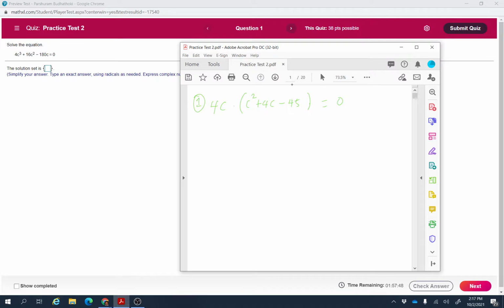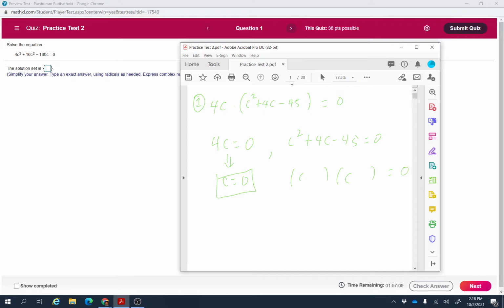By using the zero product property, we can say either 4c equals 0 or c squared plus 4 times c minus 45 equals 0. This one is just c equals 0, dividing both sides by 4, and this one is a quadratic equation to solve. You can use the factoring method, or you can use the quadratic formula. Here I'm going to use the factoring method.